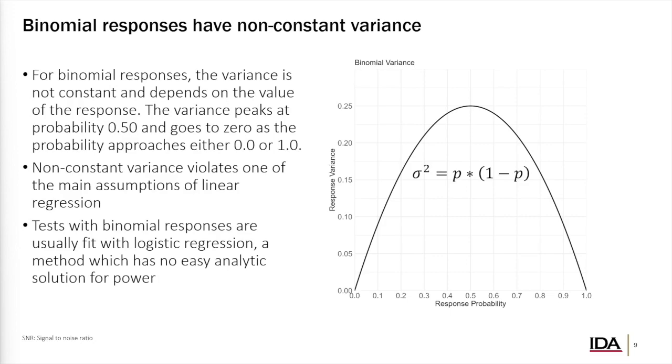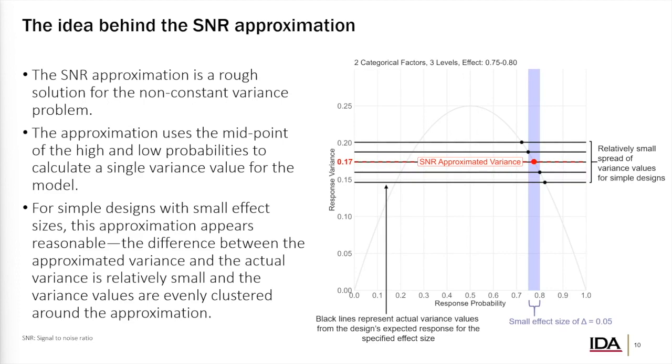So how we get around this when we're analyzing the data is we don't use linear regression. We fit a generalized linear model or do a logistic regression. There are lots of different methods, but that's the most common. The downside to logistic regression is there's no closed form solution for power like there is for linear regression. So here I will show you an example of the idea behind the SNR approximation.